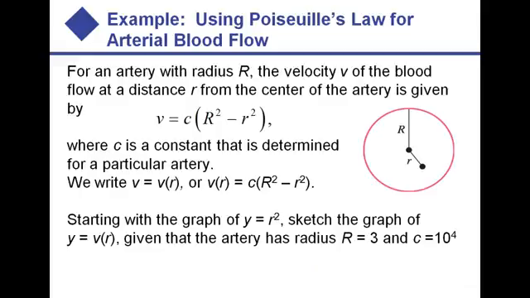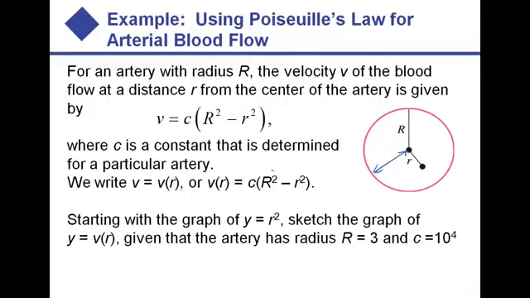Let's look at one last example. What you're looking at on the right is like a cross-sectional picture of an artery, right? So if you have an artery with a radius capital R, we know that the velocity, which we'll call V, of the blood flow, so how fast your blood is flowing through your artery, is actually a function of its distance from the center of the artery. So the velocity of the blood through the artery is going to change as its distance from the center changes.